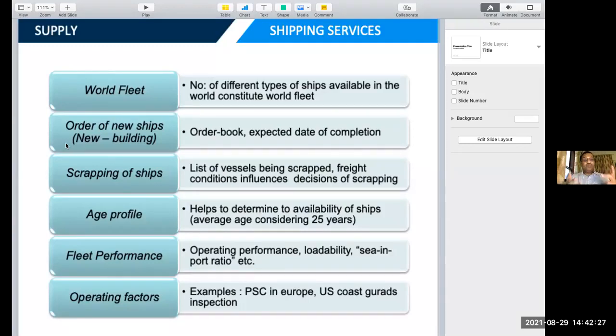Okay, age profile. How does age profile influence the supply situation? I'll tell you. By and large, it is believed that the life of a ship. Yes, Mr. Krishna, tell me. Why in Africa does ship scrapping not happen? I have no idea.